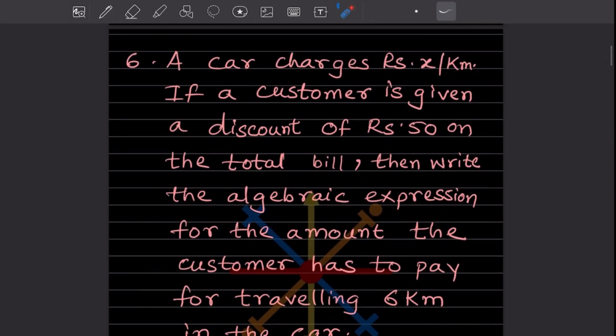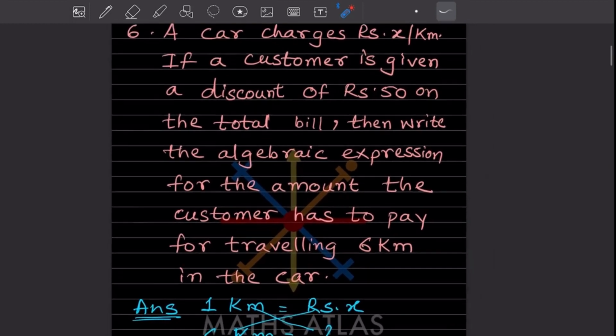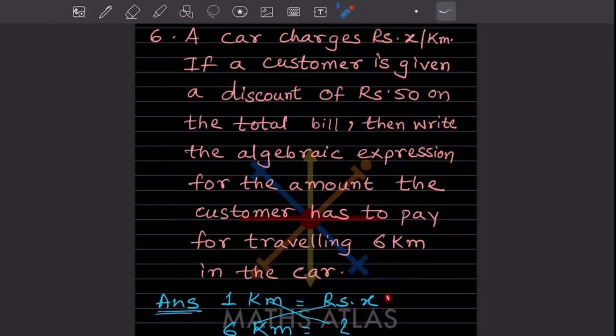Okay, now look at the next question that says that a car charges rupees X per kilometer. For 1 kilometer, the charges are rupees X. If a customer is given a discount of 50 rupees on the total bill, then write the algebraic expression for the amount the customer has to pay for traveling 6 kilometers. So this is very simple actually. Now for 1 kilometer, that is X that is given here. So for 6 kilometers, how much? So when you multiply, cross multiplication works over here as well. So you are going to multiply by 6, that is 6x, and this 1 goes in the denominator. So that is going to be rupees 6x.